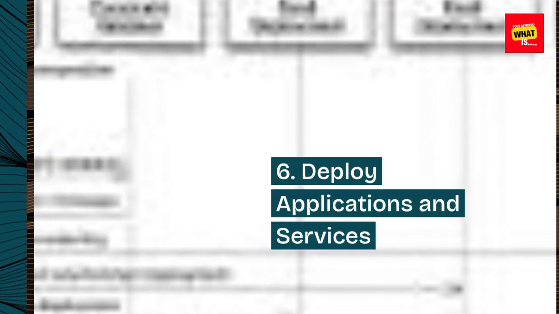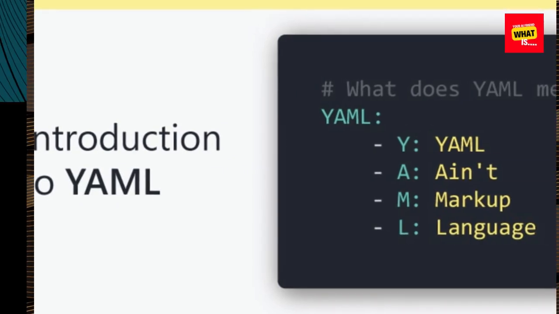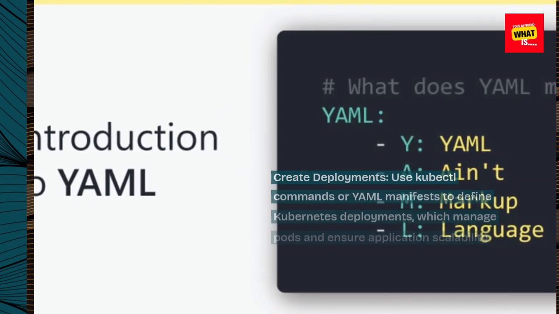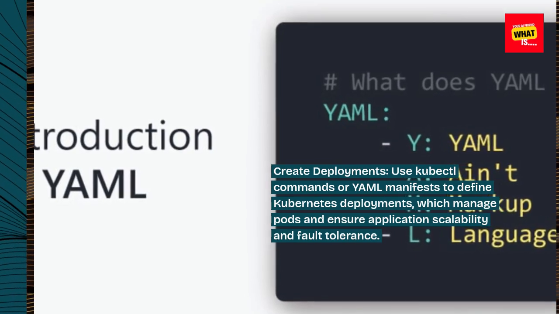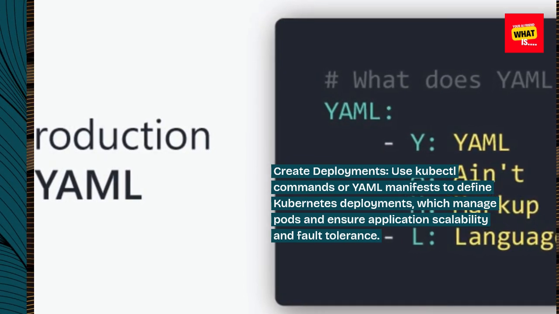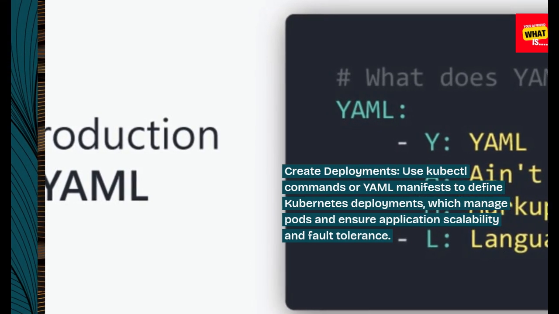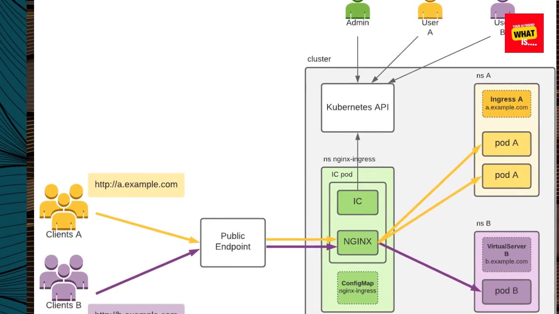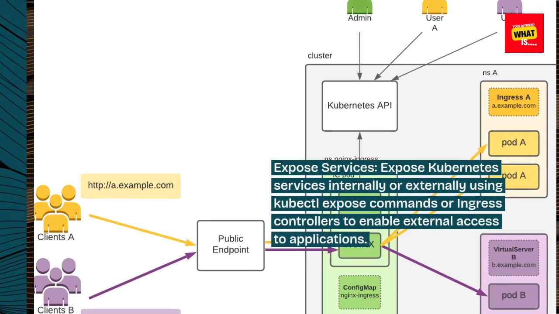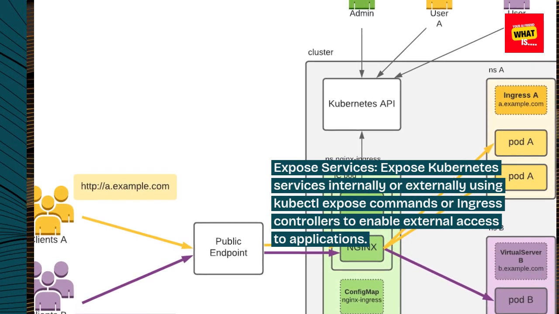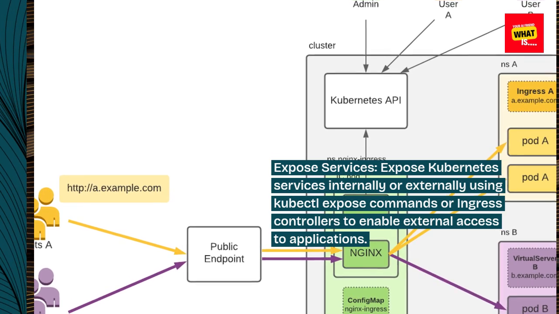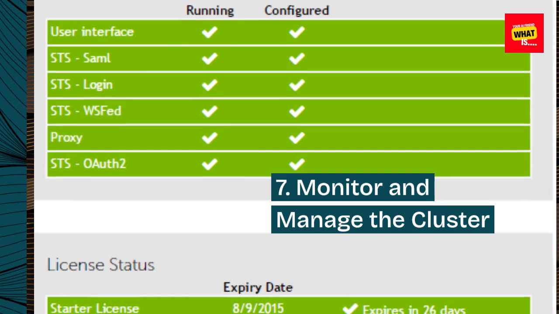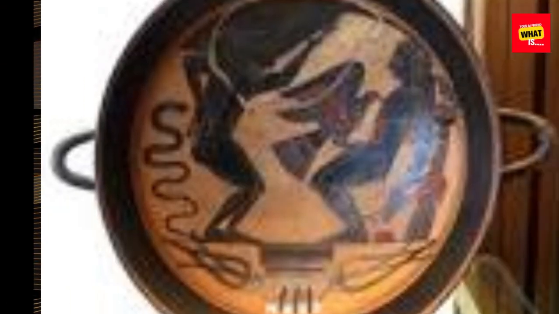6. Deploy applications and services. Create deployments: use kubectl commands or YAML manifests to define Kubernetes deployments, which manage pods and ensure application scalability and fault tolerance. Expose services: expose Kubernetes services internally or externally using kubectl expose commands or ingress controllers to enable external access to applications.